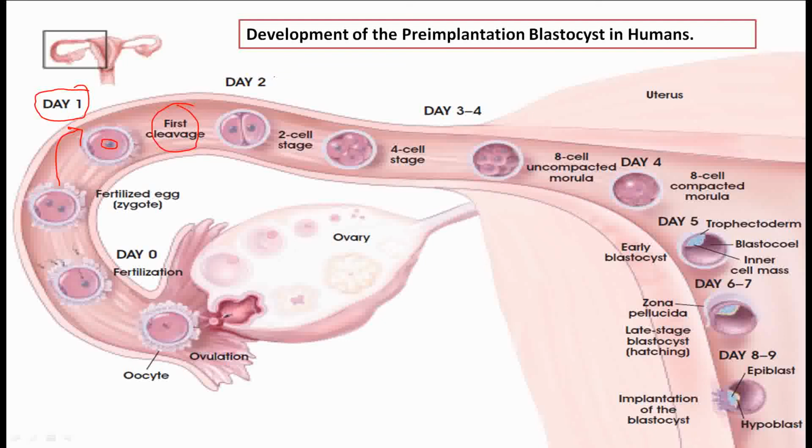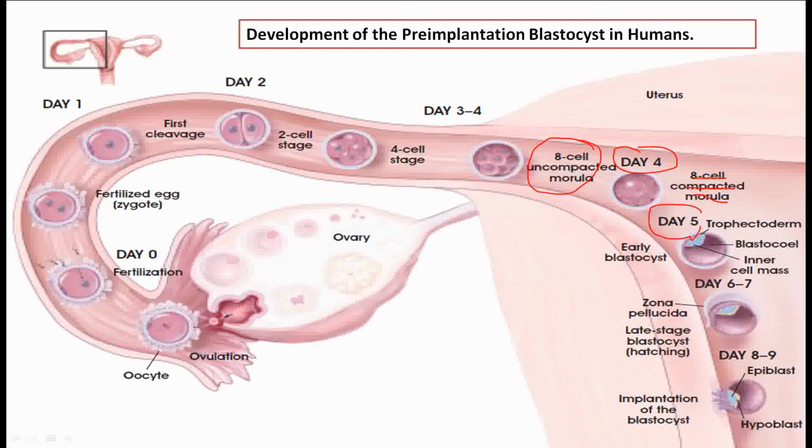After the first cleavage, at the second day, the second cleavage stage. Day 3 to 4, there is a 4-cell stage. And further, the 8-cell compacted morula. Morula is a stage that is composed of 8 cells. Here you can see this is the uterus and this is the uterine wall. As we know, implantation occurs at this uterine wall. So this 8-cell uncompacted morula comes at day 4 and becomes the 8-cell compacted morula.